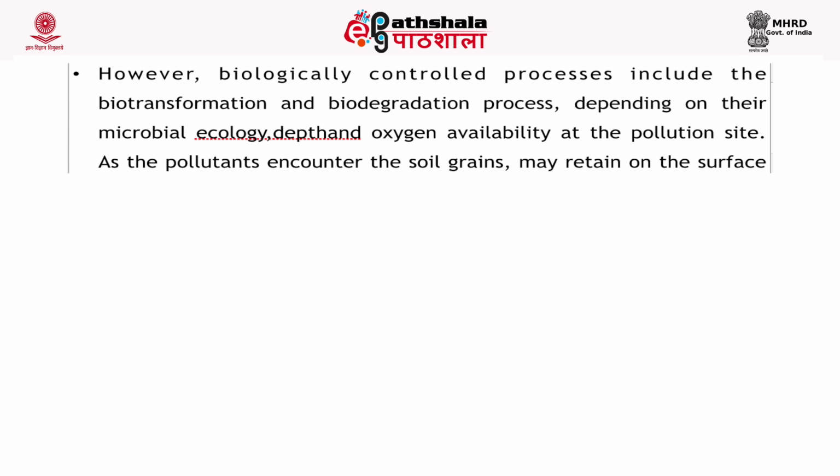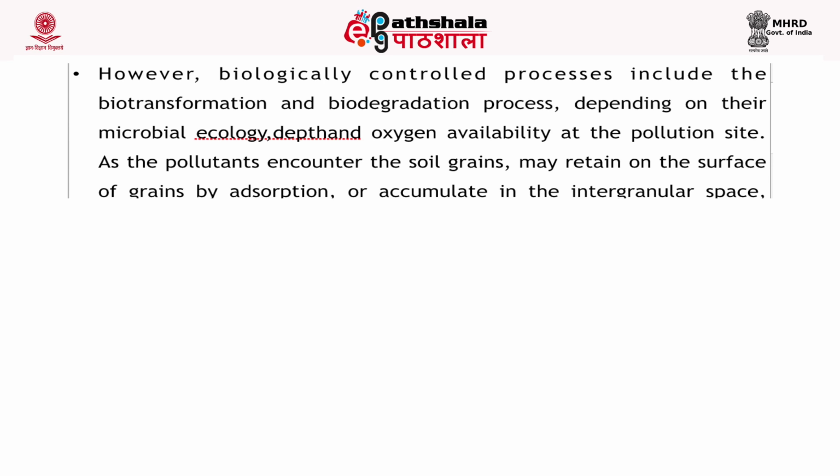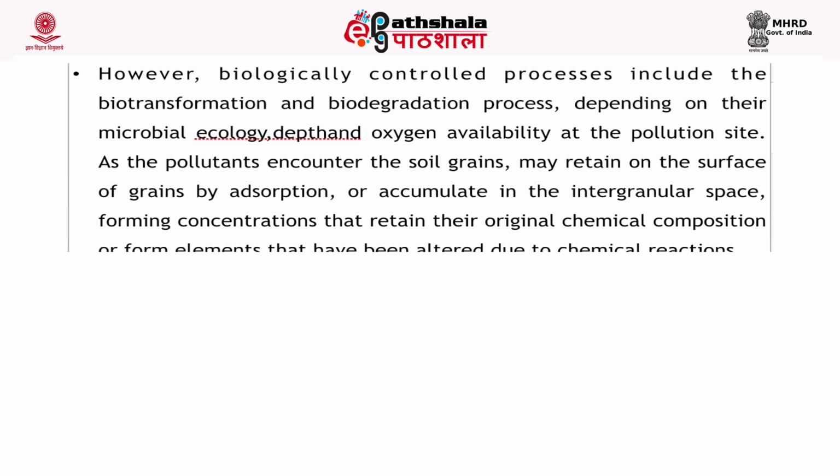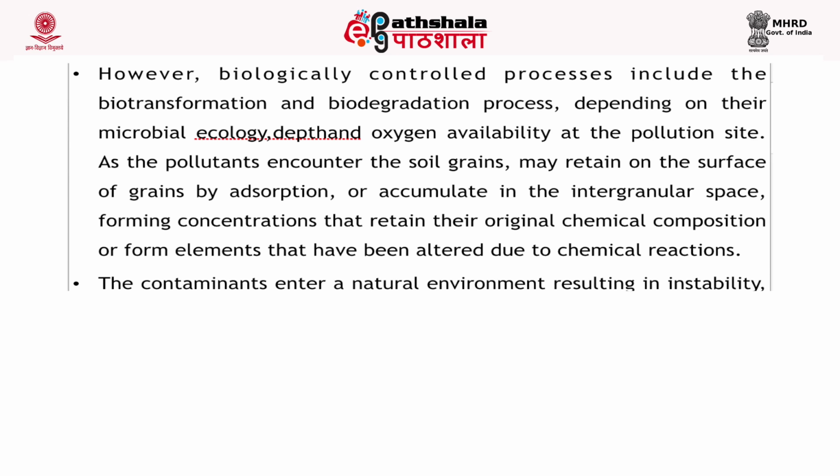at the pollution site. As the pollutant encounters the soil grains, it may be retained on the surface of the grain by adsorption or accumulate in the intergranular space, forming concentrations that retain their original chemical composition or forms of elements that have been altered due to chemical reactions.